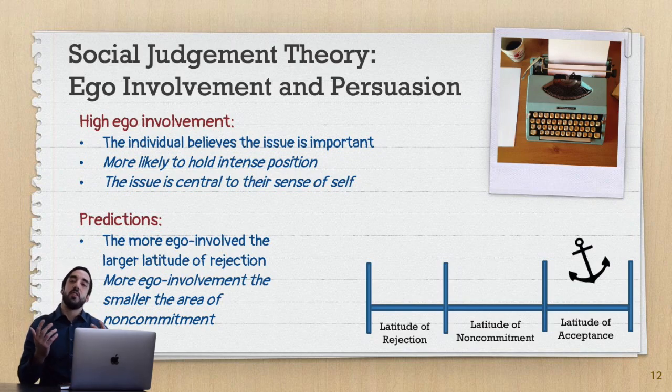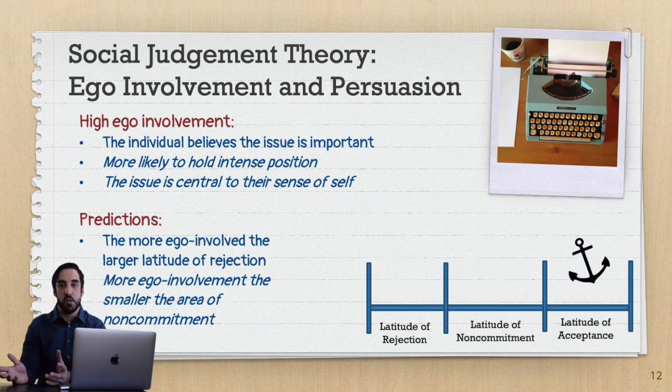It might be helpful to think a little bit more about what we mean when we talk about something like ego involvement. When we talk about ego involvement in the context of social judgment theory, we're suggesting that the more an ego is involved, the more the issue is perceived as important to the individual who's hearing that speech. Indeed, ego involvement suggests that you're more likely to hold intense positions.